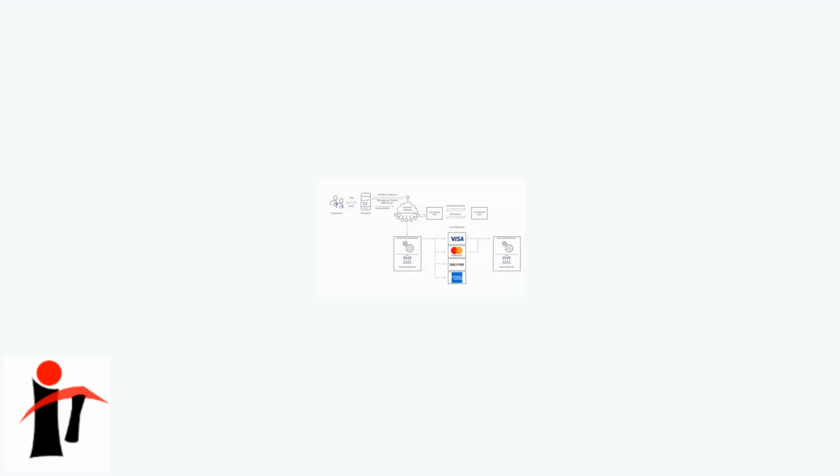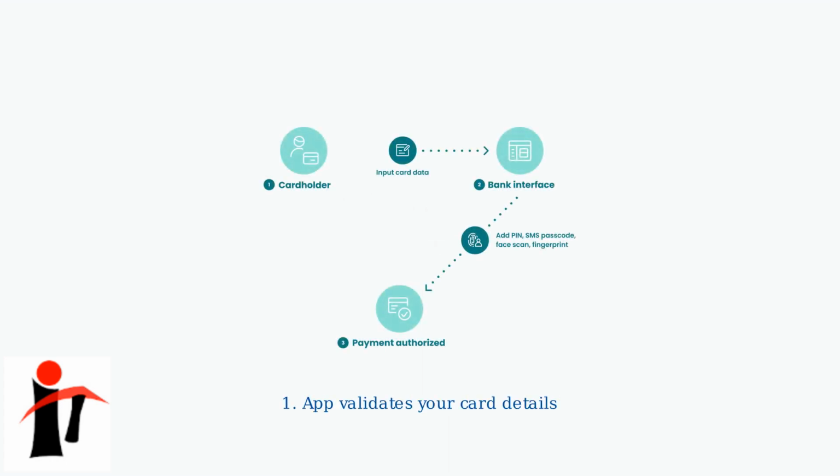It starts with the customer buying from Tesco through the app, initiating 3D Secure authentication. The process begins with the app validating your card details. This is the first step, where the Tesco app checks the information you entered. Next, it triggers 3D Secure or Strong Customer Authentication. This requires additional verification, such as entering a PIN, SMS code, or using biometrics.